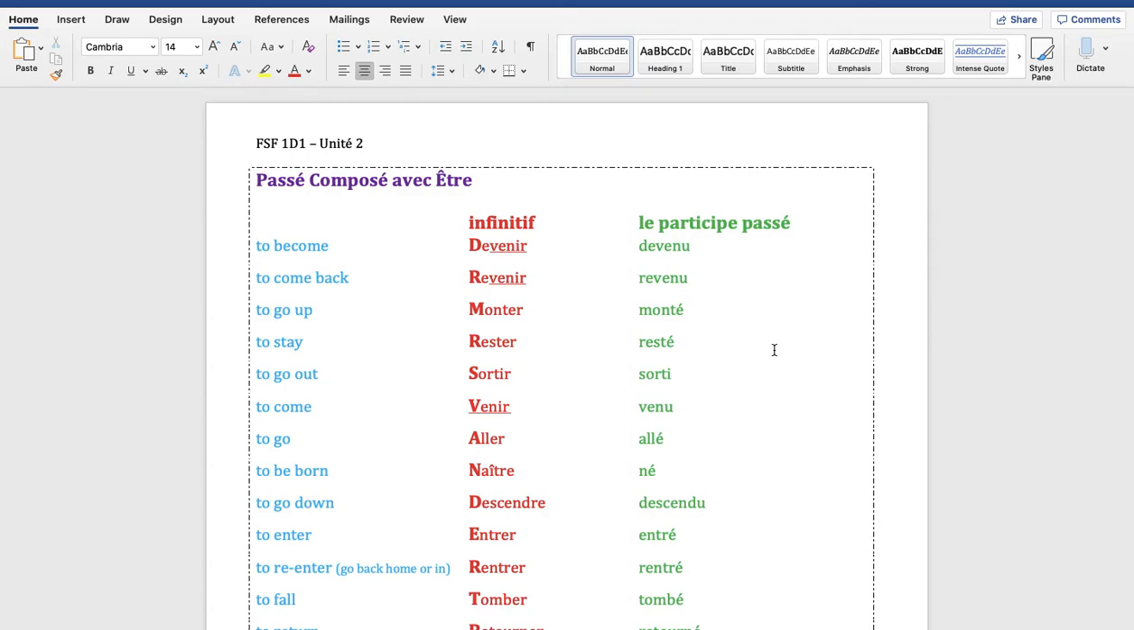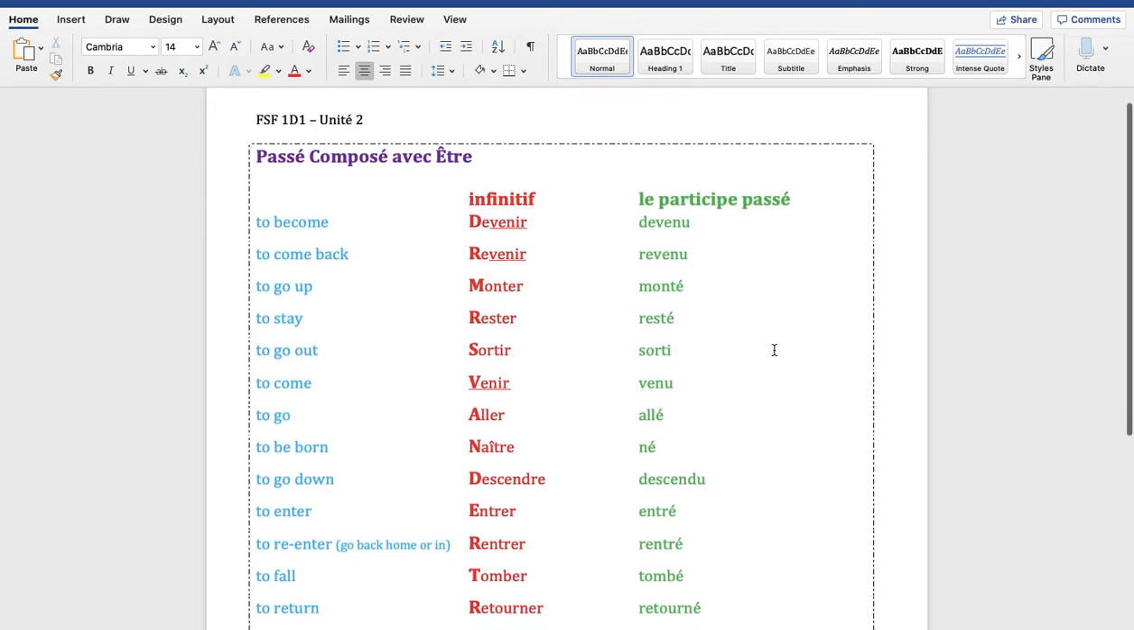So this third and final note is on the passé composé using être. The last two notes were the passé composé using avoir. So we saw the regular verbs, ER verbs, IR verbs, and RE verbs that had a nice little pattern. They used avoir. Then we saw the lengthy note on irregular past participles. All of those used avoir as well.